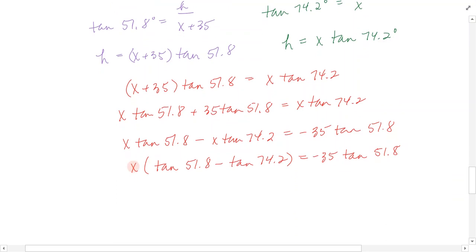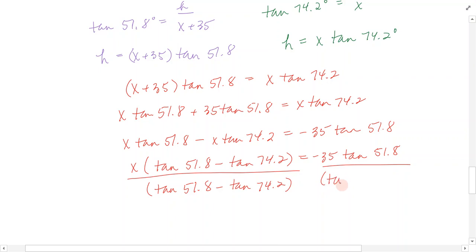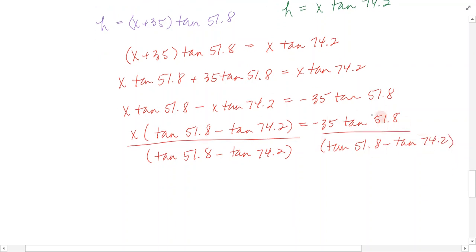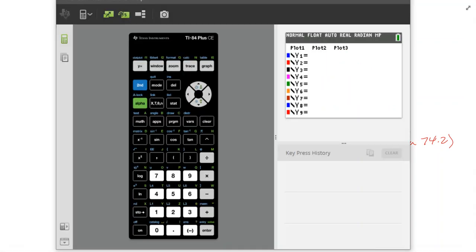We're trying to get x by itself, so we would divide both sides by whatever's in this parentheses: tangent 51.8 minus tangent 74.2. So it's this component here, negative 35 tan 51.8, divided by the denominator here, that I'm going to plug into my calculator. Let's pull that up and see what that looks like.